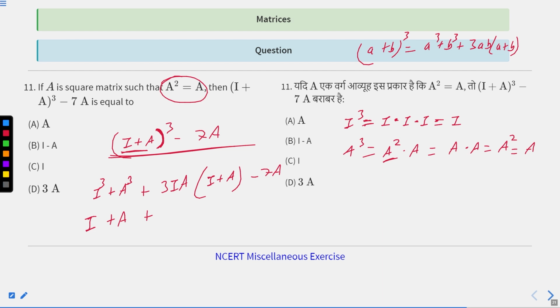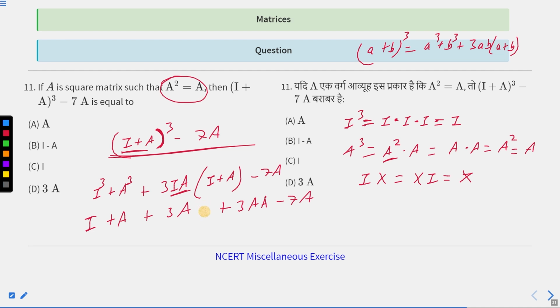Now 3I, we know that I times X, for any matrix, is the same as X times I. This is the same as just X, so this will be just A. Now (I plus A)(I plus A). Using the matrix multiplication property, what you will have is A I plus 3, sorry, 3A, minus 7.